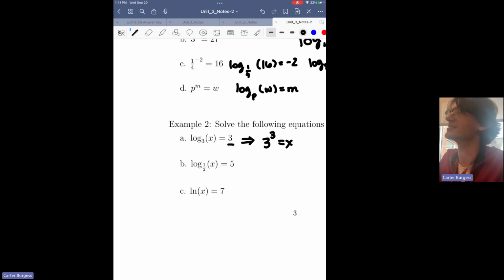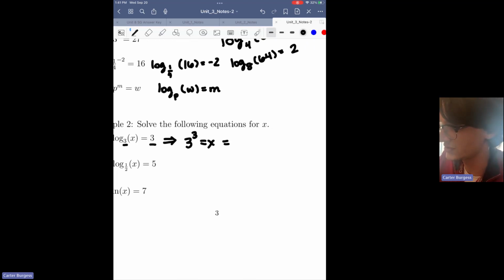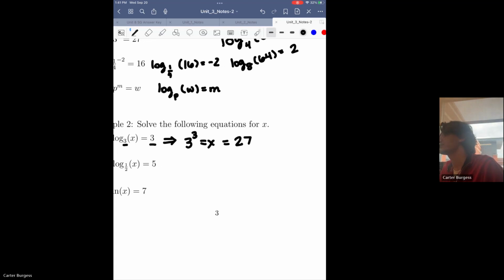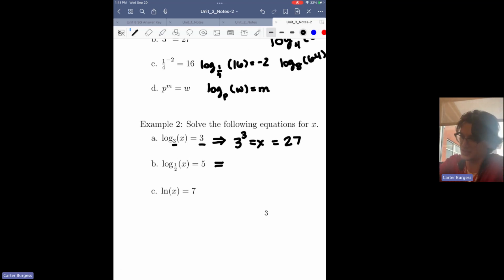This is 3 to the power of 3 equal to x, noticing that this 3 here is our exponent, and this 3 here is our exponential base. And so what is x going to be equal to? 27. Perfect. Again, we've got a lot of utility in being able to swap back and forth between these two forms. Looking at b, log base 1/2 of x is equal to 5. How could I rewrite this as an exponential statement?